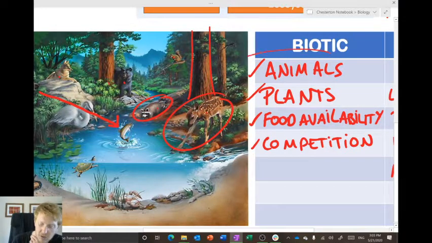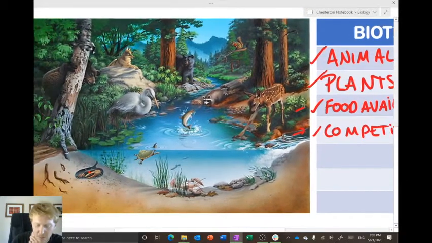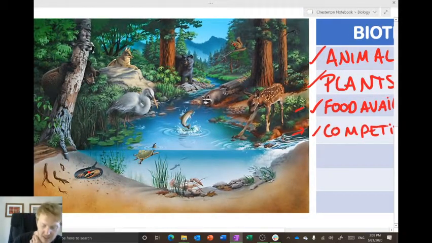Animals and plants are usually spotted and done really well, but things like food availability and things like competition are usually a little bit harder to spot, and something that I wanted to draw your attention to. Okay, so now let's try the trickier one. Let's try and see some abiotic or non-living factors in this ecosystem.